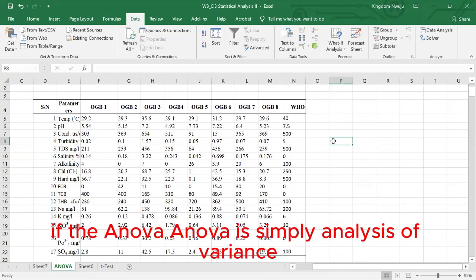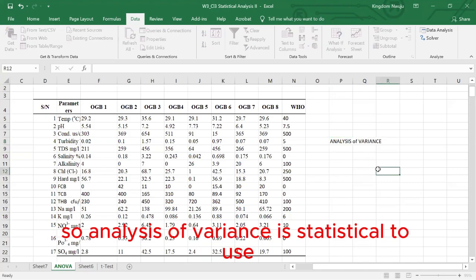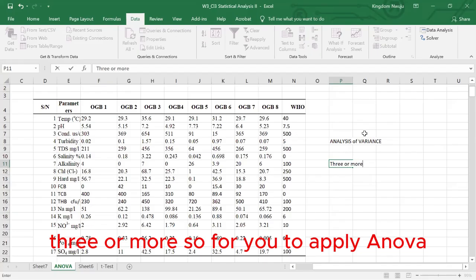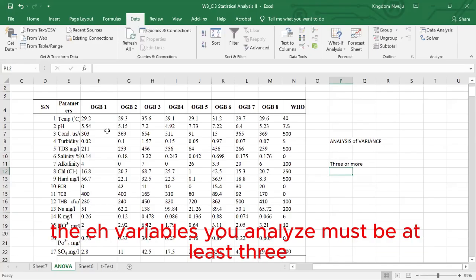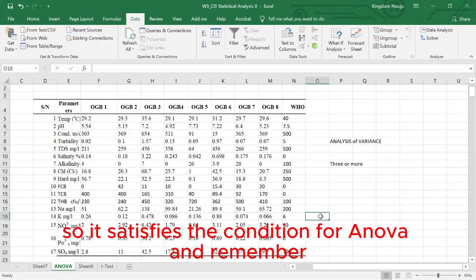ANOVA is simply analysis of variance. So analysis of variance is a statistical tool used to analyze 3 or more data sets, 3 or more. So for you to apply ANOVA, the variables you analyze must be at least 3. So you see we have 1 to 8. So it satisfies the condition for ANOVA.